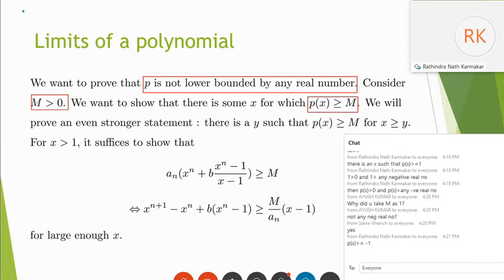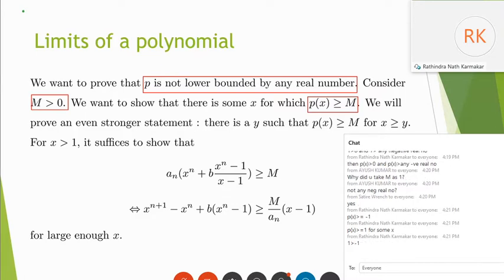And what we already know is p of x can exceed any positive real number. So let me choose the positive real number to be 1. P of x can be made greater than or equal to 1 for some x, not for all x, for some x. But then 1 is again greater than minus 1. So that proves that for this x, p of x is greater than or equal to minus 1.